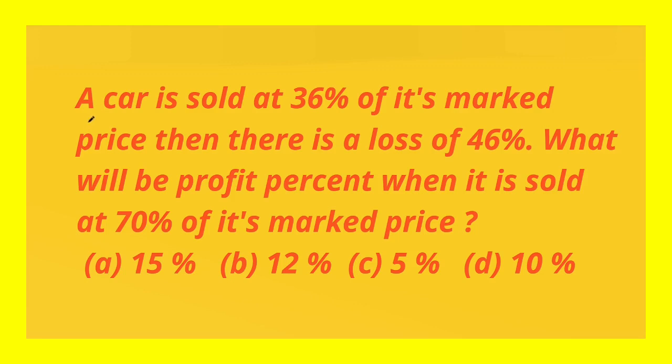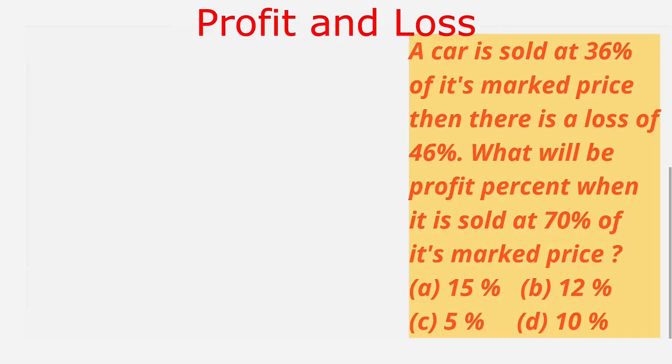Our question is, a car is sold at 36% of its marked price. Then there is a loss of 46%. What will be profit percent when it is sold at 70% of its marked price? The given options are option A 15%, option B 12%, option C 5%, option D 10%. We solve this question like this.